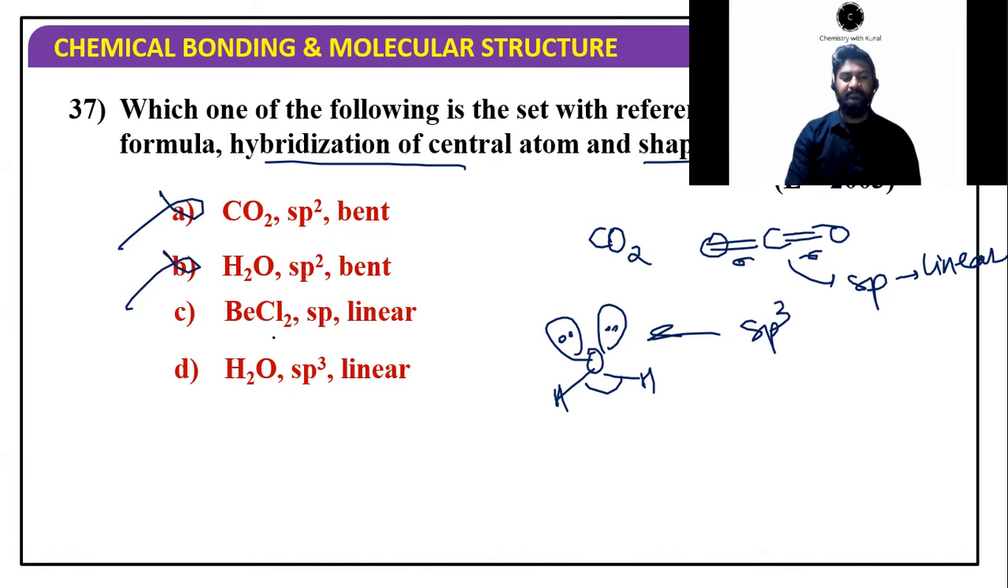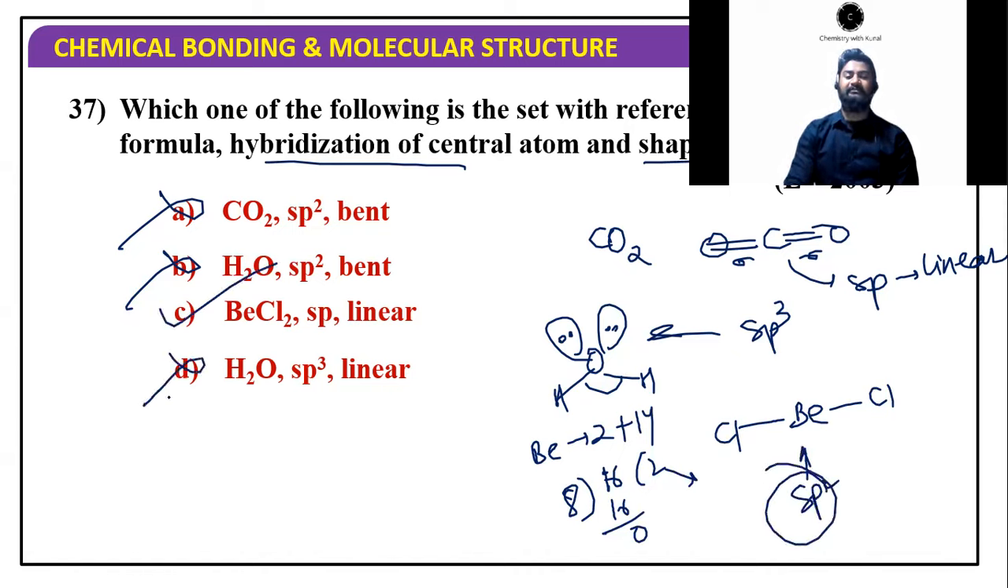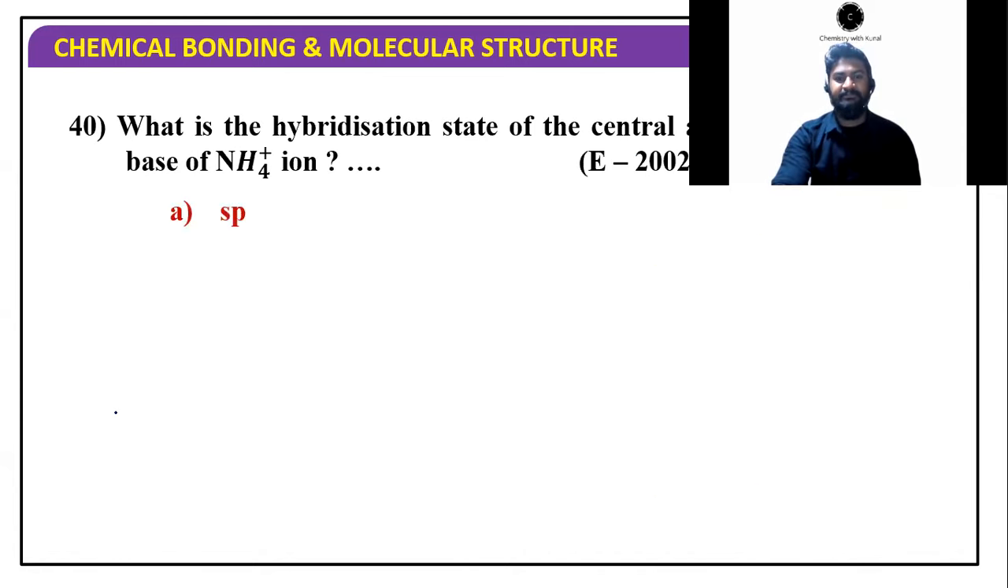Next question. BeCl2 linear. Could it be the answer? Could this be the answer? Let's check. So BeCl2 has a linear structure. You can check using the shortcut also. Beryllium is 2, chlorine is 14. So 16 divided by 8 first. 2, 16, remainder 0. So 2 means sp. Hybridization is sp, and the structure is linear. So the answer is option C, not even D, because D will not be linear. Okay, that's the right answer.